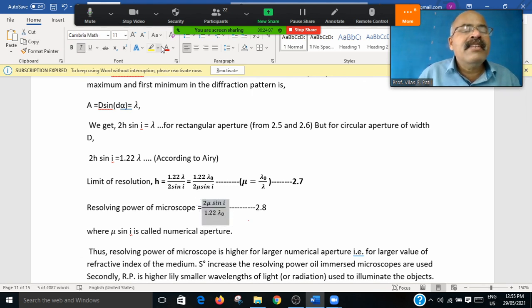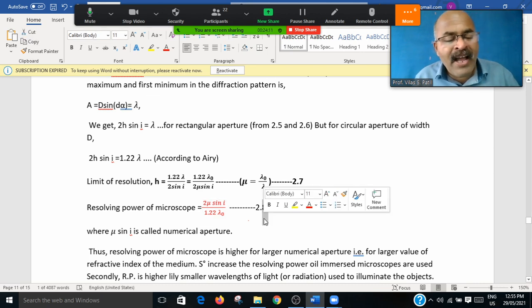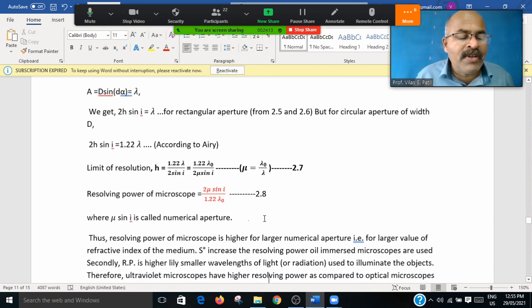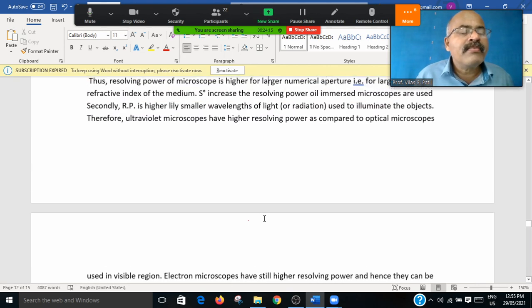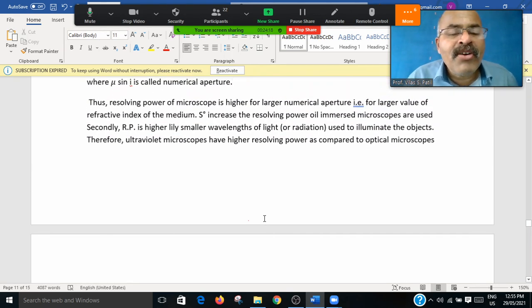This is the resolving power. Here mu sin theta is called the numerical aperture. Thus, the resolving power of the microscope is higher for the larger numerical aperture. The larger the aperture, the higher the resolving power of the microscope.